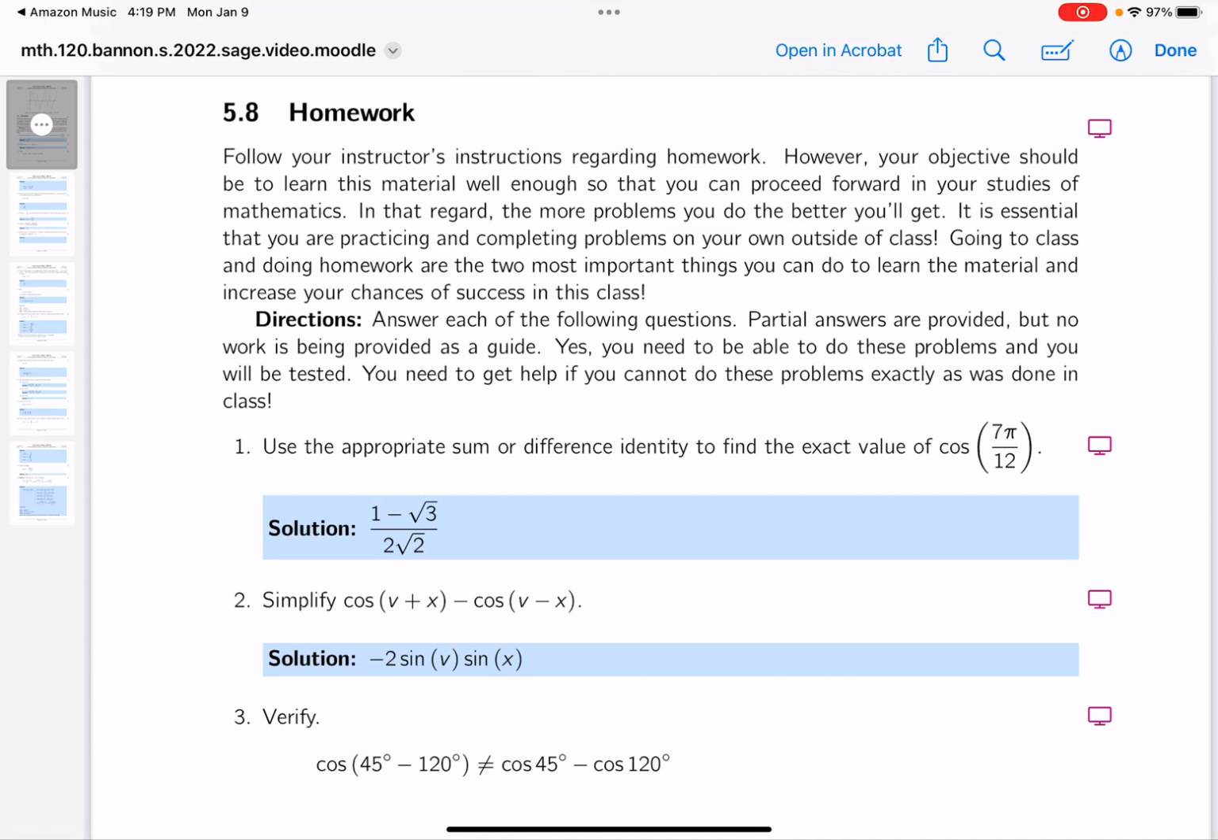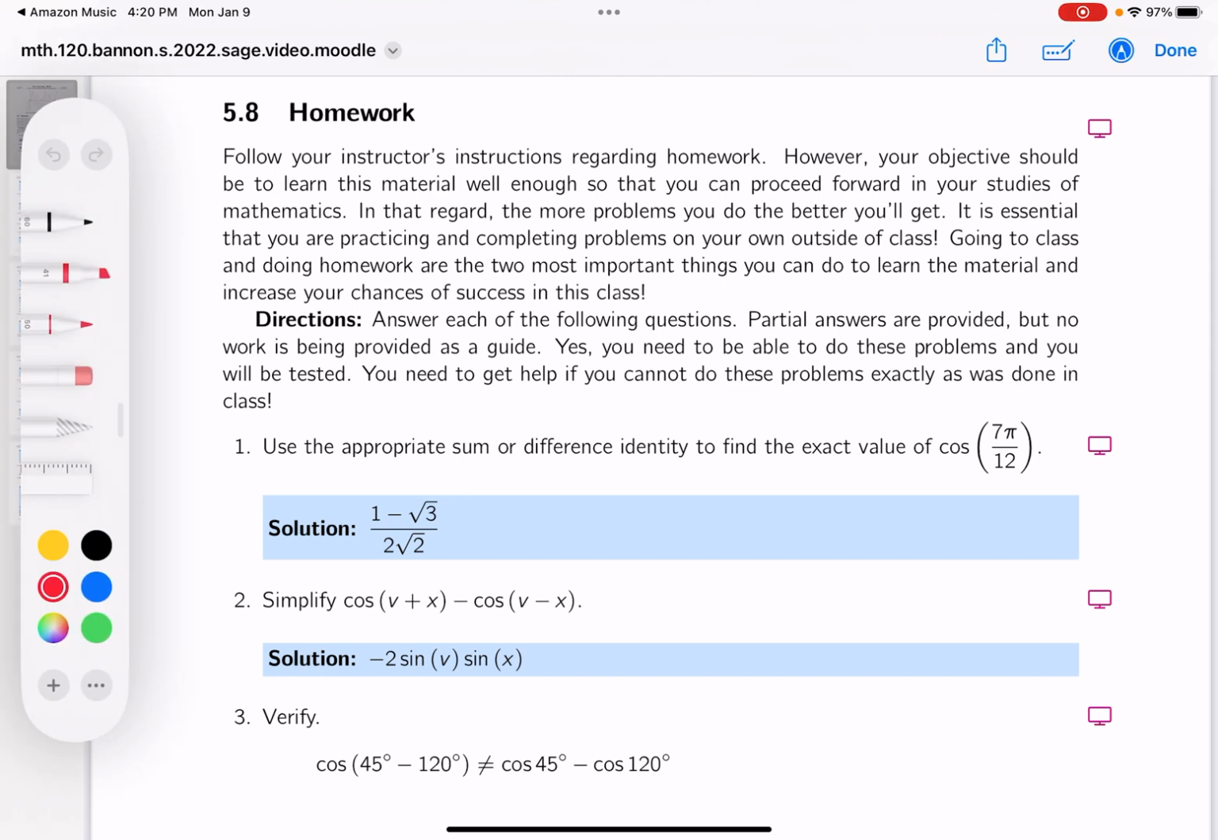Okay, first thing I'd recommend is just to rewrite the angle in a more familiar unit, which would be degrees for most students. Let me write that down for you. So 7 pi over 12 times 180 degrees over pi. The pi's cancel off. And what do you get there?